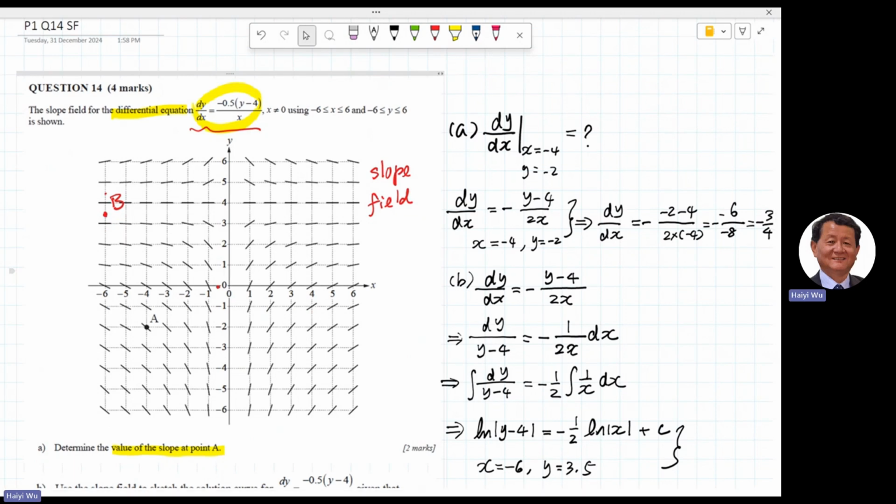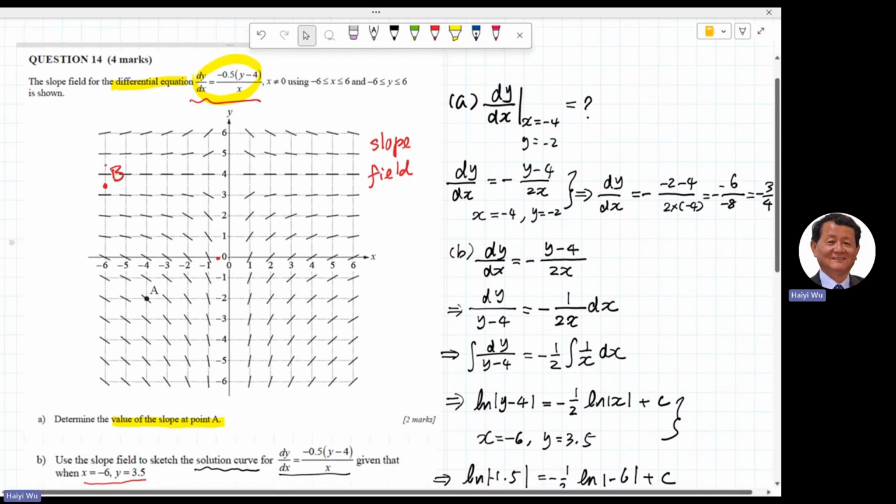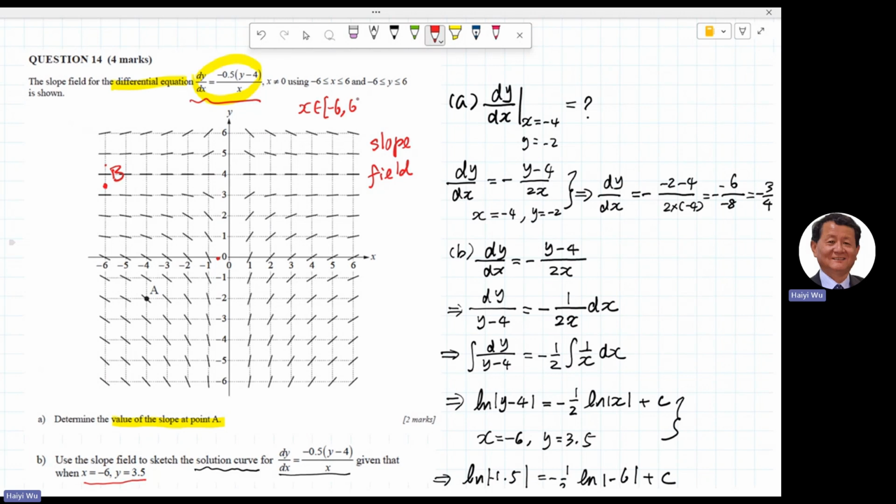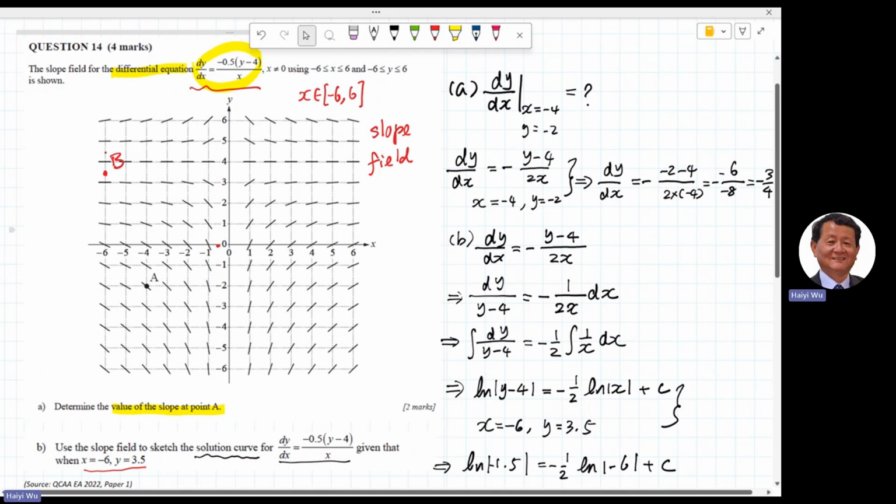The question says we've got a slope field. A slope field is the field of slopes at various points in the grid. So there are lots of points, and what the slope will look like. Because the domain is x belongs to -6 to +6, the slope field spreads on the left and on the right. But this question only needs us to consider the left-hand side, which is the negative side of x.